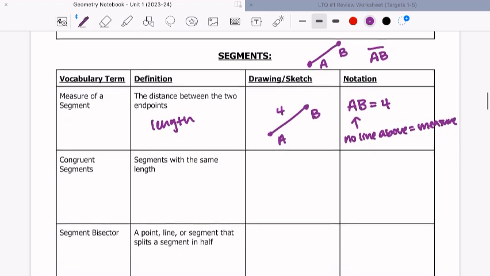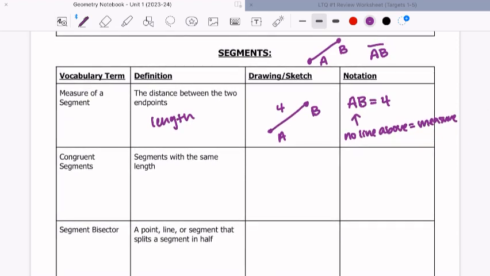Next up is congruent segments. Congruent segments are segments that have the same length, and so this is talking about multiple different segments. So let's say that I have a segment AB. Let's say I have another segment, let's call this one XY. If they're congruent, sometimes we will see a little measure above them that says 4 and 4, so I know that they're the same. More often, though, we are going to see them marked with a marking like this, okay?